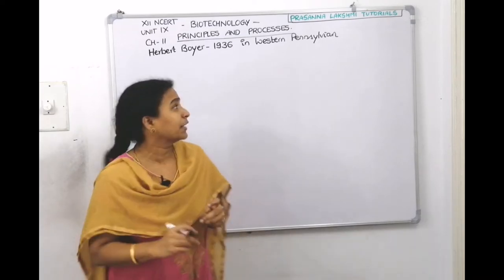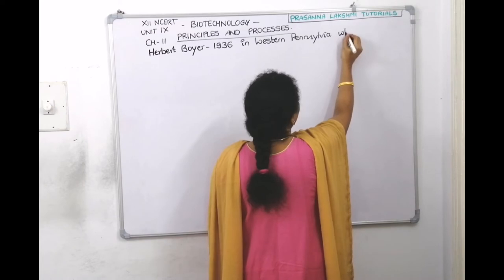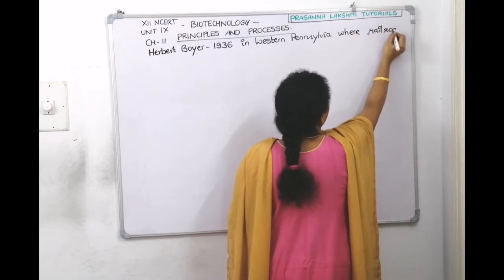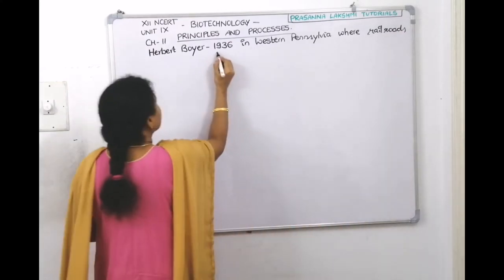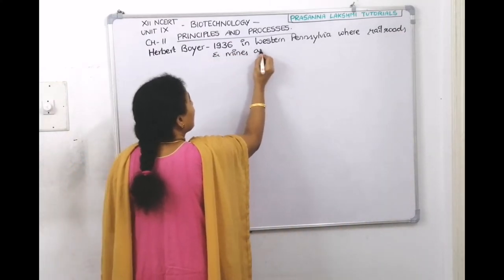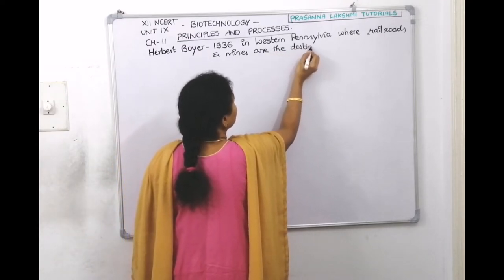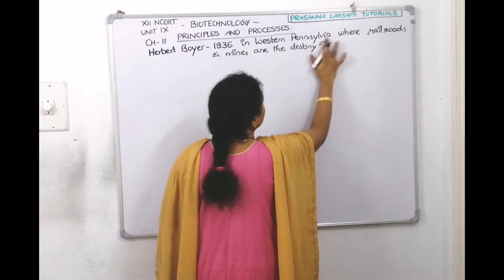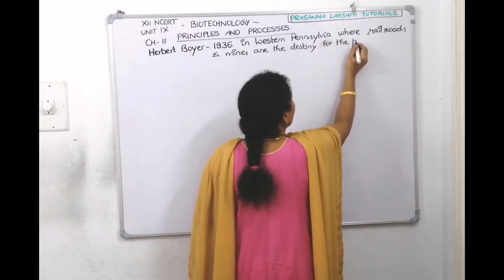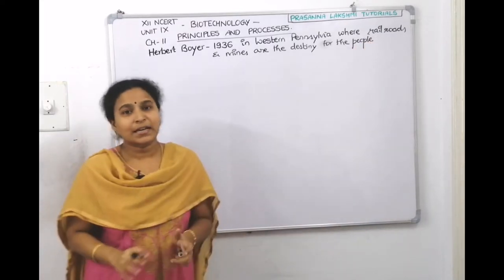Meaning they are mostly workers, right? Pennsylvania, where railroads and mines and working in mines are the destiny for the people. This is a destiny for the people who are born there, meaning they are mostly working class people.